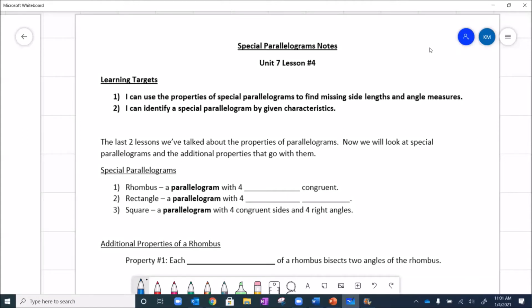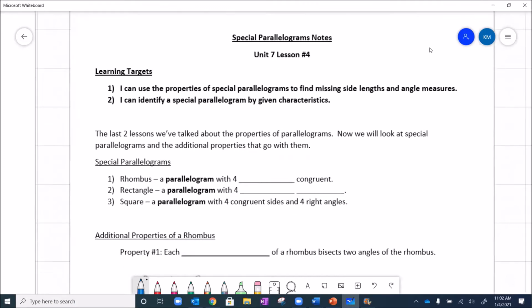Today we're looking at special parallelograms notes. At the end of this video, you should be able to use the properties of special parallelograms to find missing side lengths and angle measures. You should also be able to identify a special parallelogram by giving characteristics.